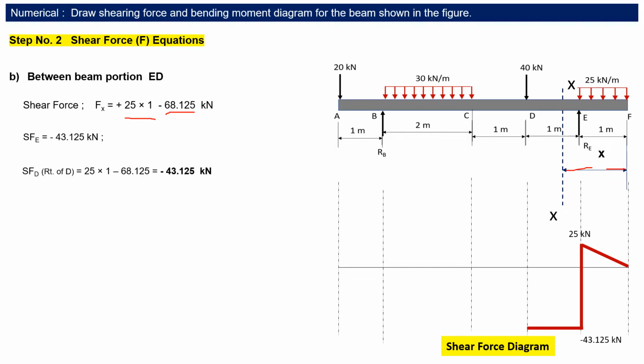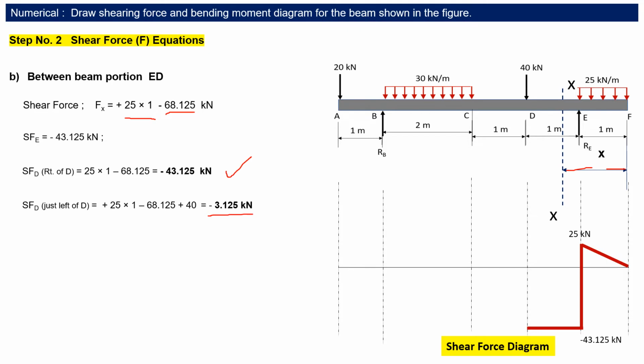And when we talk about shear force at D, just to the right of D, it will be minus 43.125, which we have calculated here. And when you take just left of D, then this 40 kilonewton load also needs to be taken into consideration. So plus 40, then minus 43.125 gives minus 3.125. So that means we have calculated shear force at D. Just right of D it is minus 43.125 kilonewton, which we have already drawn, and just left of D, it will be minus 3.125.